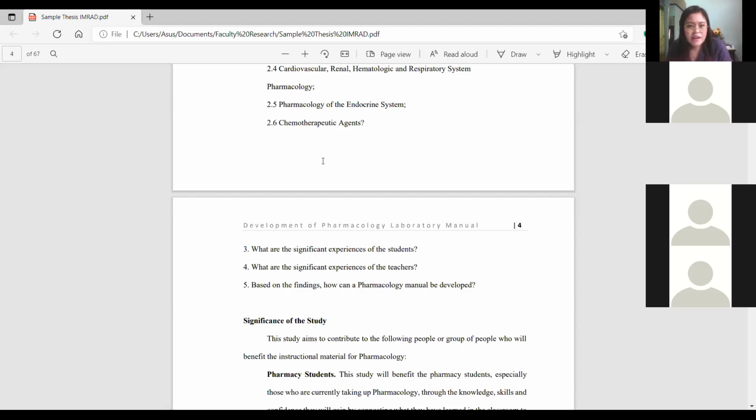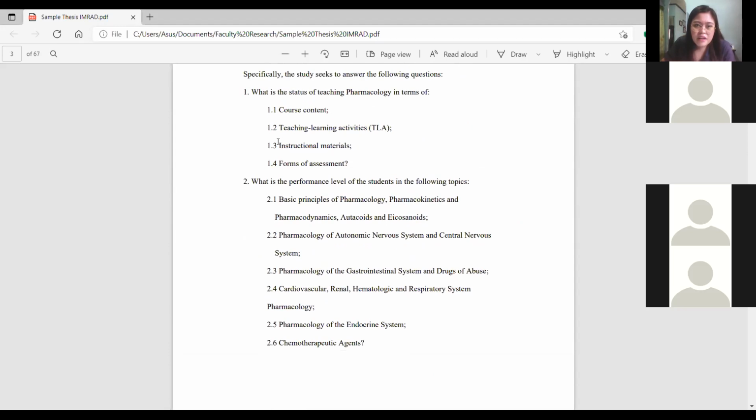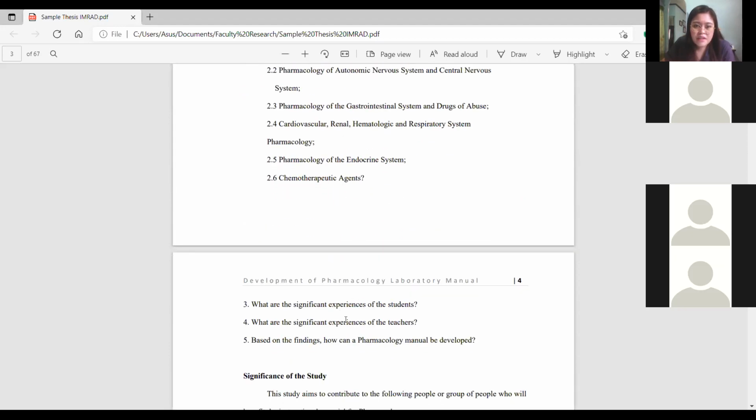But again, wala may quali nga research sa atua. So you don't need number 3, number 4, and even number 5. Kasi number 5 is when I know the status, the performance, the experiences of both students and teachers. That's when I get to decide how am I going to develop the manual. So this study is not really hypothesis testing. As you can see, wala ko'y question sa is there a significant difference or is there a significant relationship. I don't need that in my study.